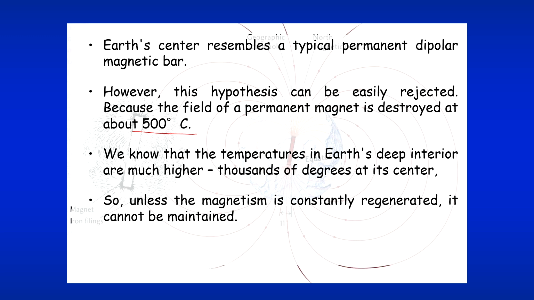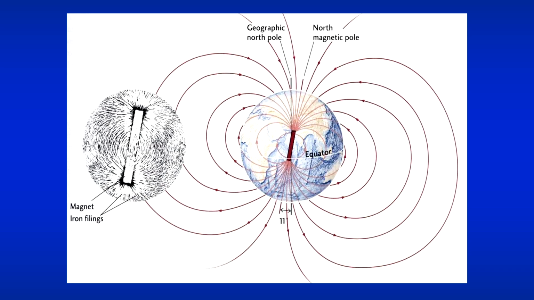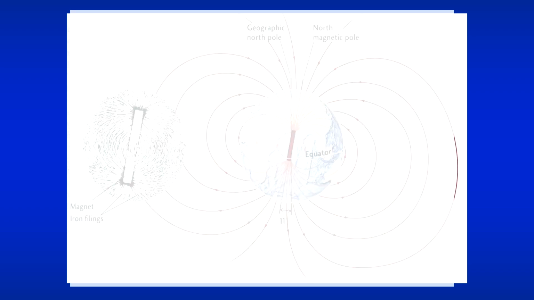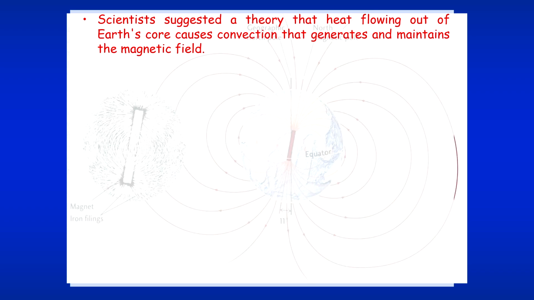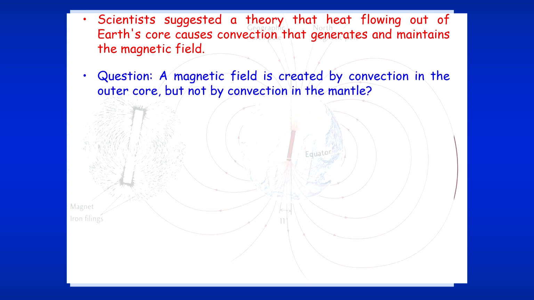Those were two questions. One is that a permanent magnet is destroyed at about 500 degrees centigrade. However, the temperature in the interior of Earth is on the scale of thousands of degrees. So unless it is constantly produced, it will not be able to maintain the magnetic field. So scientists suggested a theory that heat flowing out of Earth's core causes convection currents that generate and maintain the magnetic field of the Earth.